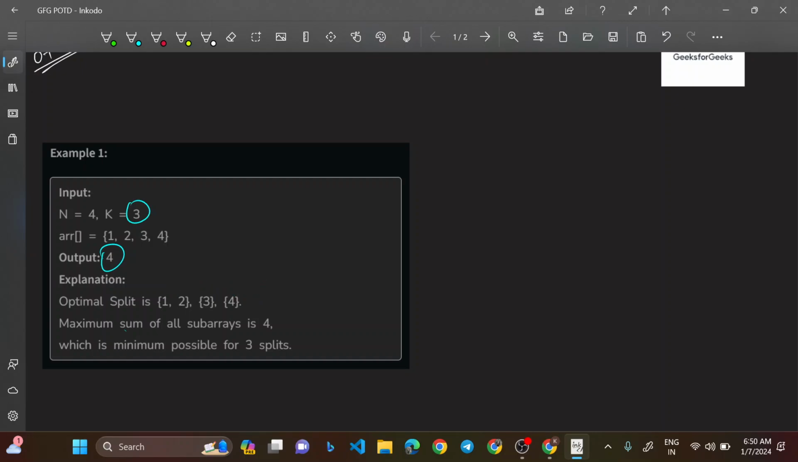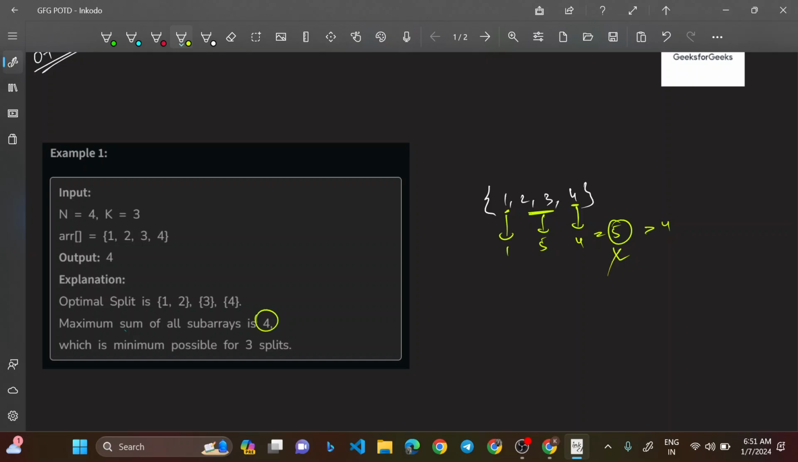Now let us assume you are not dividing like this, but in this fashion. 1 2 3 4 is the array given, right? Let us assume you are taking the first two as one part, and then the other two as separate parts. In that case, what is the sum here? This is 1, this is 5, this is 4. What is the maximum sum possible out of these three? That is 5. Is this 5 less than the previous result or not? No, it is not. 5 is greater than the previous maximum, so this cannot be considered.